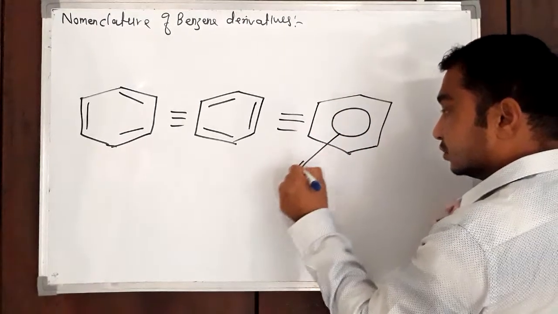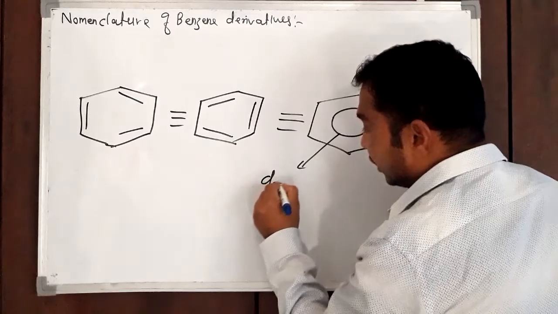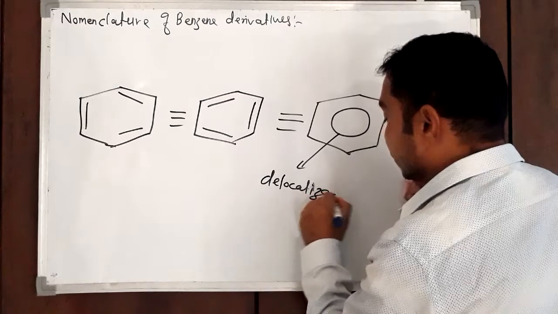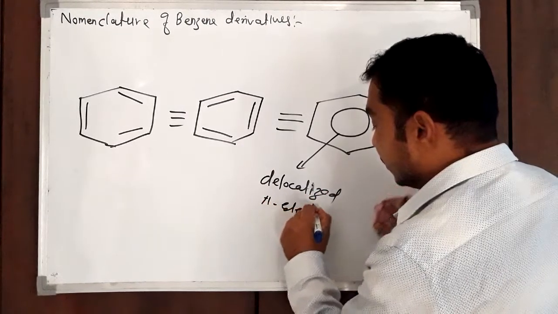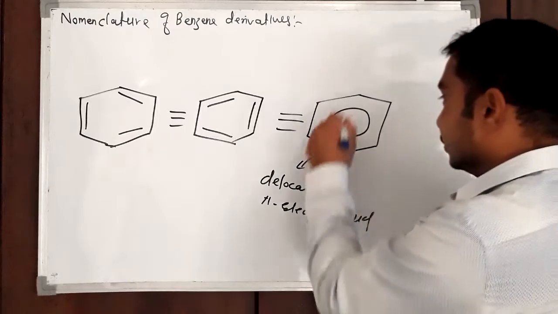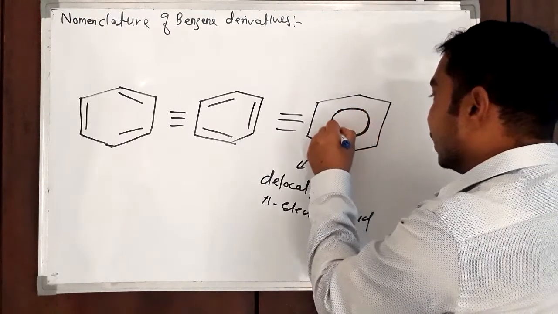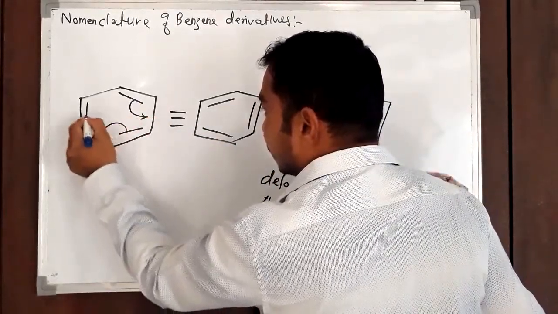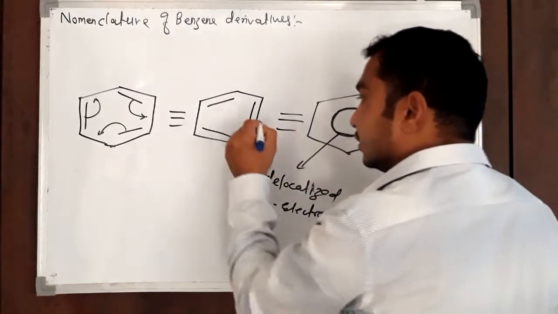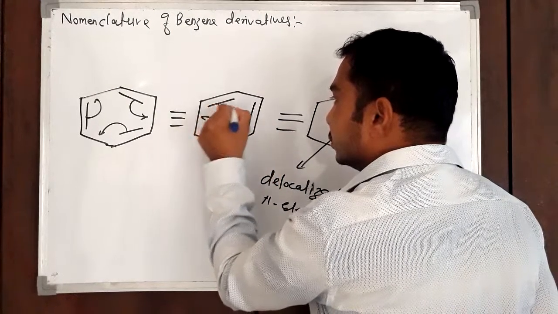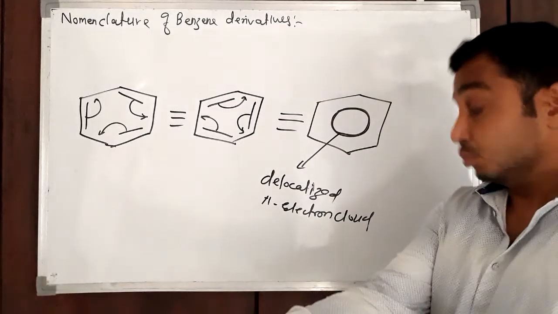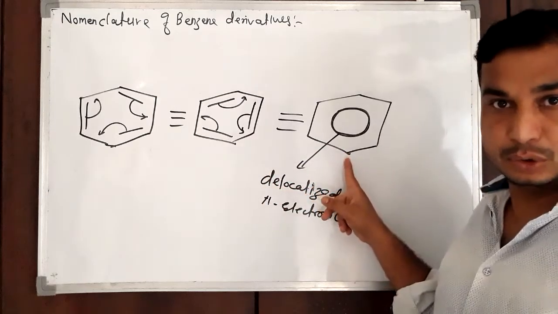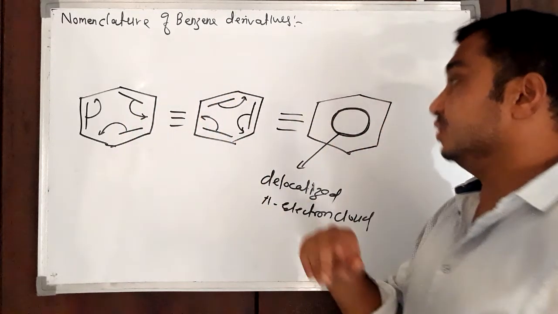Here this circle represents the delocalized pi electron cloud. It is not stationary. These pi bond electrons are continuously in motion, like this. If we shift here, we get this structure, and again there is migration of the pi bonds, and they are in continuous motion. That's why instead of writing this, we can write like this also. This is the structure of benzene.